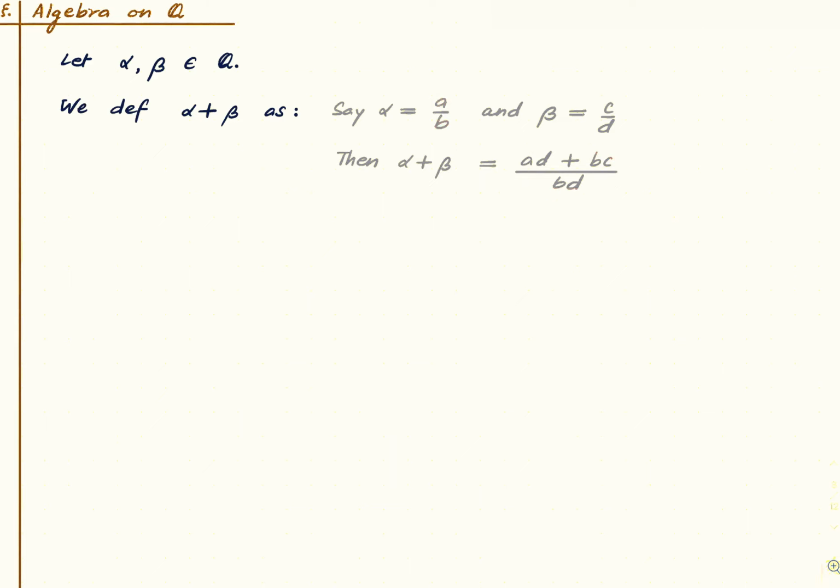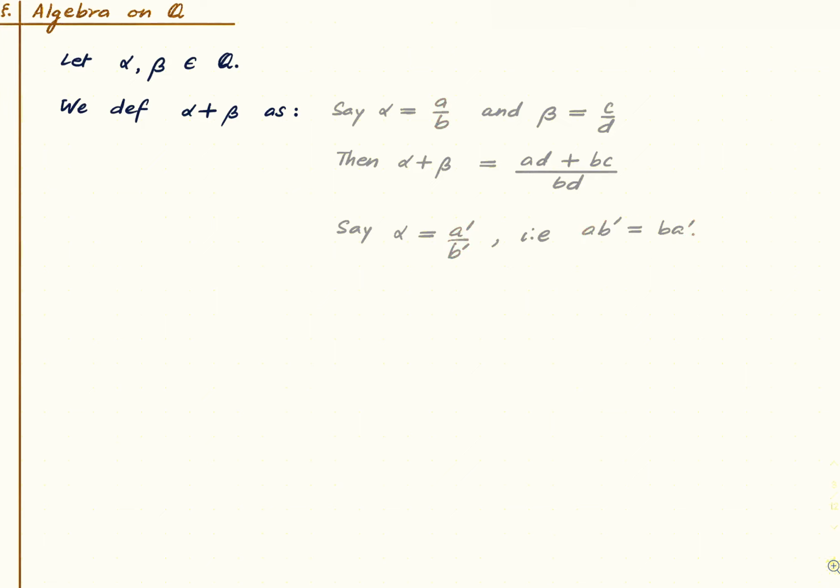So say alpha is also equal to a prime by b prime. That is, ab prime is equal to ba prime. Right? Alpha is a by b, but if alpha is also equal to a prime by b prime, that just means that (a, b) and (a prime, b prime) are in the same equivalence class, which means that this is the case.